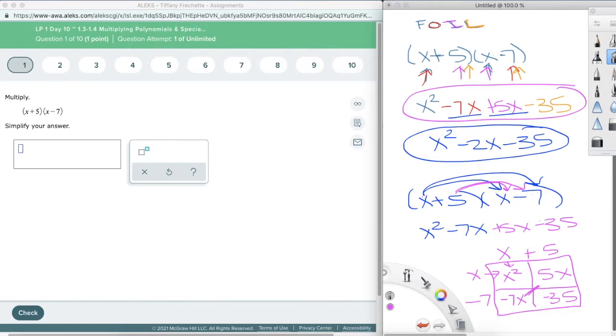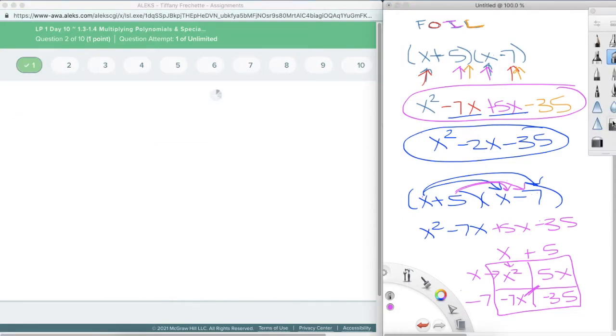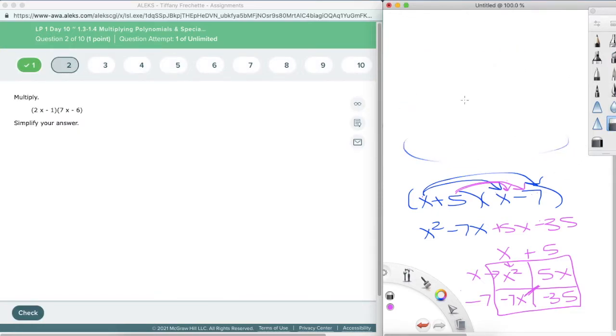All right, so let's go ahead and type our answer in here. I think I've talked about this guy long enough. And again, I just showed you 3 ways to do the exact same problem. So it's just 3 different methods. And you just need to figure out which one makes the most sense to you. All right, let's go ahead and check that. Perfect. So I'm not going to spend quite as much time on the next one. I'm just going to go ahead and start multiplying these ones.